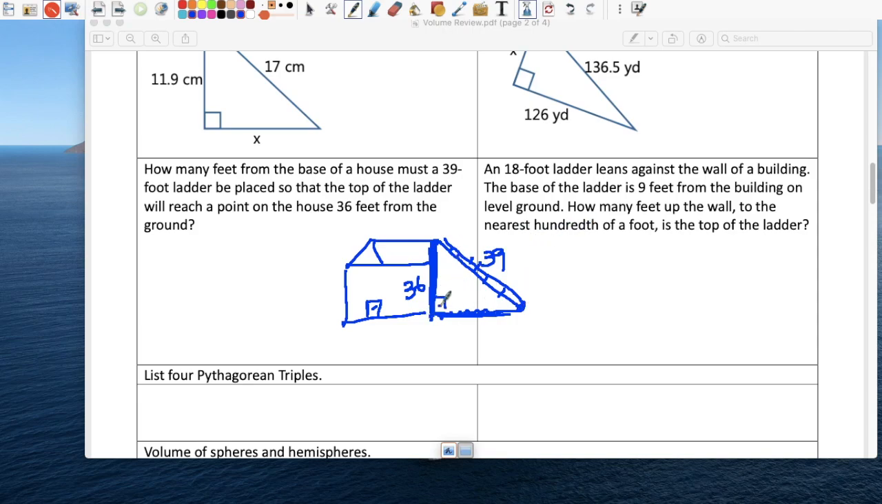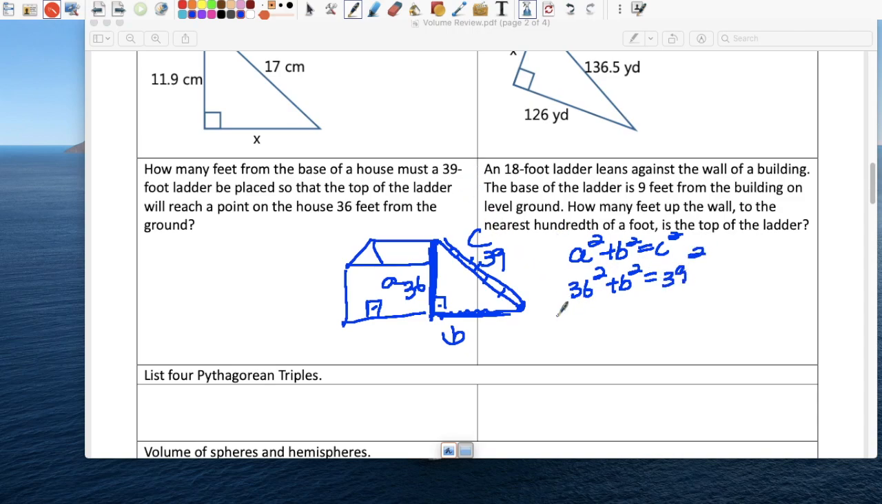So here's your right angle triangle. Let's call this guy A, let's call this guy B, and let's call this guy C. We're looking for one of the legs, and we have 36 squared plus b squared equals 39 squared.